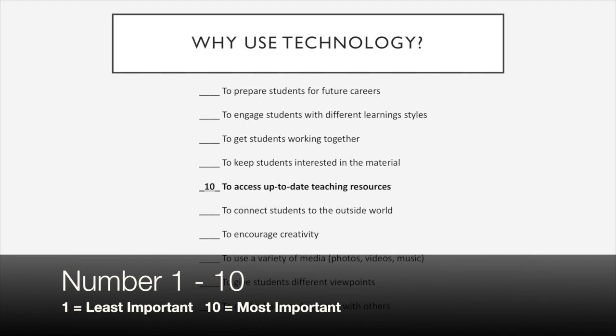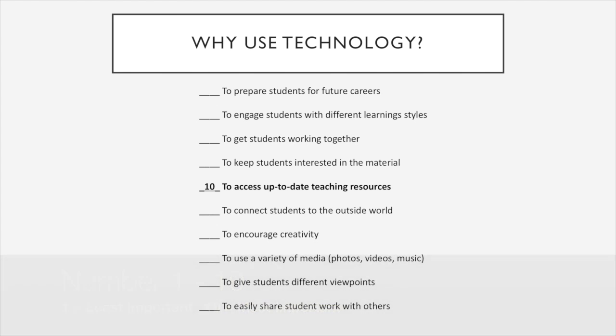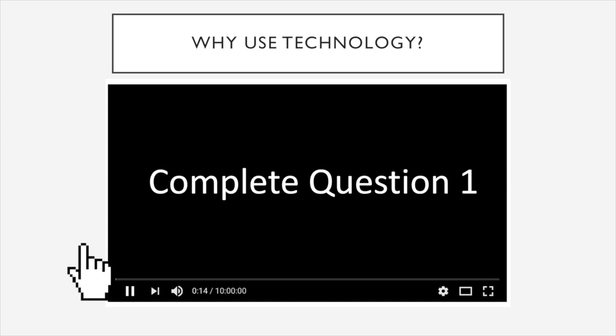What's valuable to you? For example, if you think it's very important to use up-to-date teaching resources, you'd put the number 10 next to this reason. On the contrary, if using technology to get students working together is not important to you, you'd put a 1 next to this reason. Pause the video and complete question 1 in your student handbook.